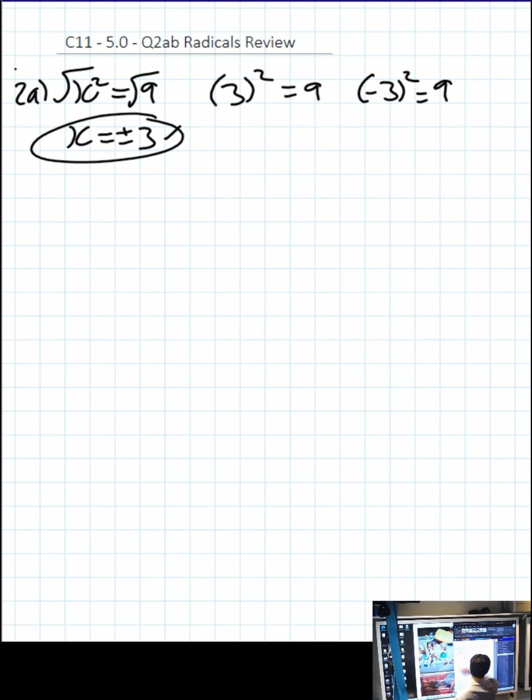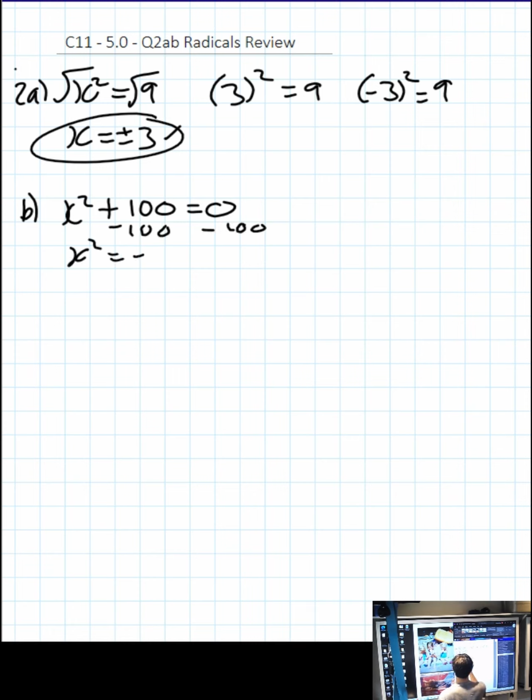Okay, we have 2b. So we have x squared plus 100 equals 0. So let's subtract 100 from both sides. And we have x squared equals negative 100. Let's square root both sides. Now, can we square root a negative? No, no solution. The easiest question on the test. We cannot square root a negative.